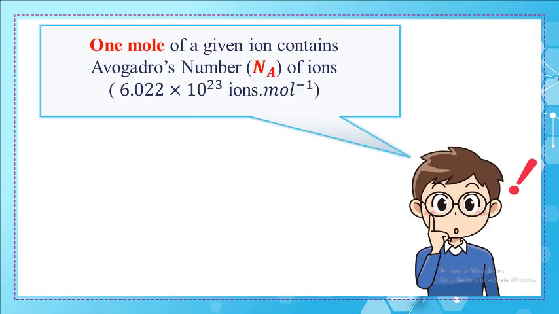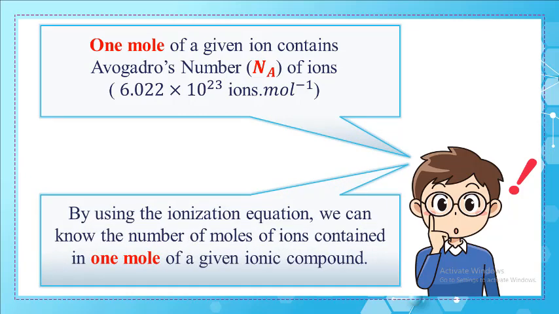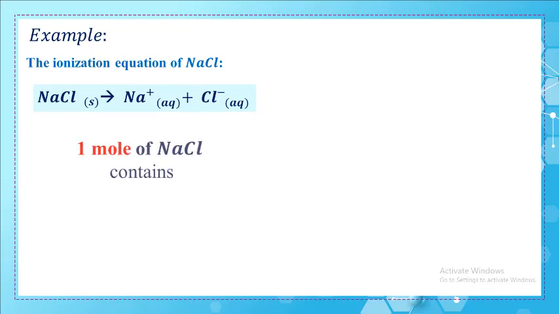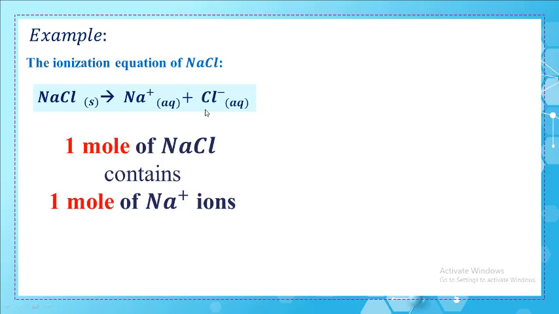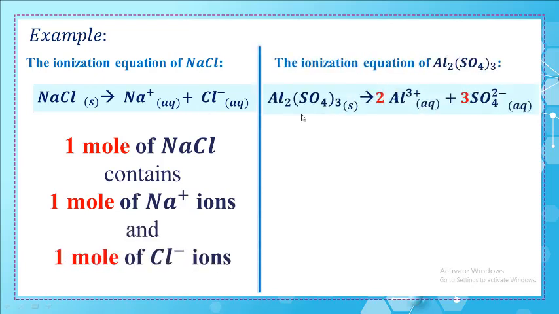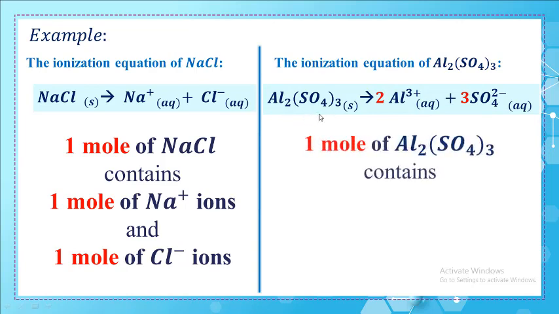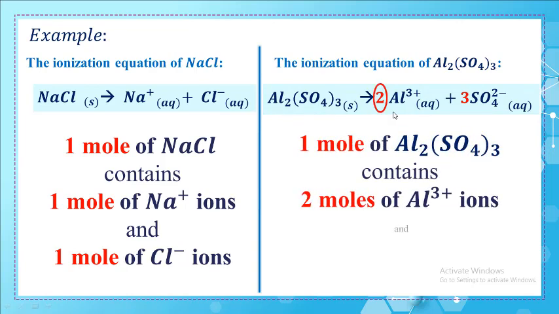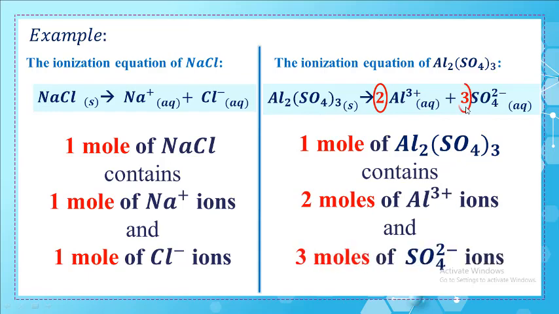Do you remember that 1 mole of a given ion contains Avogadro's number of ions? By using the ionization equation, we can know the number of moles of ions contained in 1 mole of a given ionic compound. For example, 1 mole of NaCl contains 1 mole of Na+ and 1 mole of Cl-. However, 1 mole of aluminum sulfate contains 2 moles of aluminum ions and 3 moles of sulfate ions.